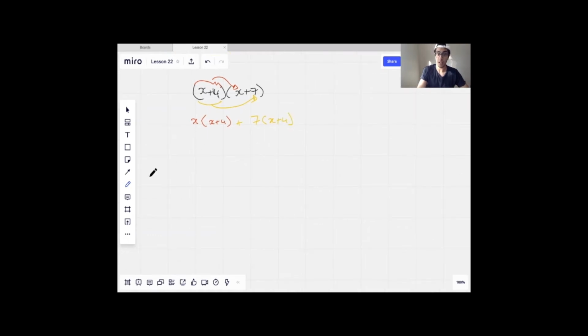If we expand that out a bit more, we get x squared plus 4x plus 7x. And then we can do this again, 7x plus 7 times 4, 28. And then we can collect these like terms here.